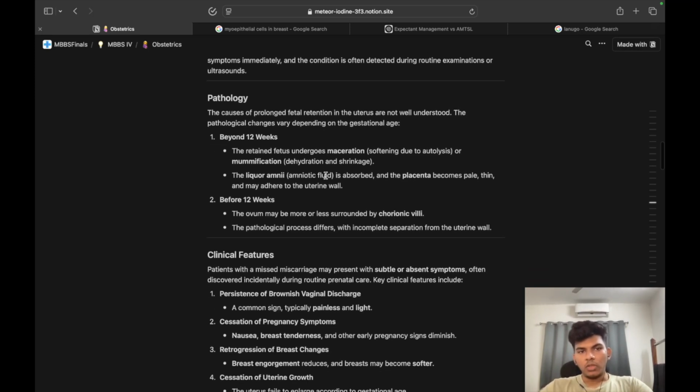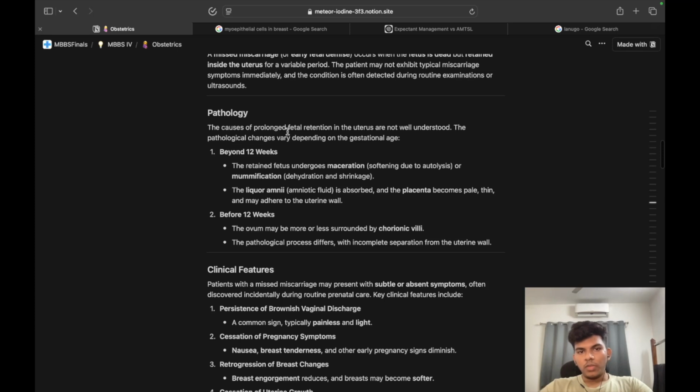So let's look at the pathology. The causes of prolonged fetal retention in the uterus, so this is the keyword here, are not well understood. The pathological changes vary depending on the gestational age. So there is before 12 weeks and after 12 weeks. Let's see beyond 12 weeks what it is.